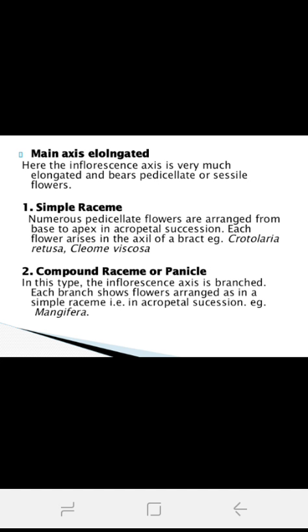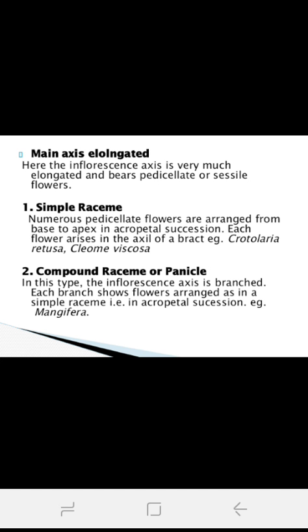So now the different types of racemose inflorescence. It is broadly divided into three categories: main axis elongated, main axis shortened and main axis flattened. Under each category there are again different types of inflorescence. So the first category is main axis elongated. In this, the first type is simple raceme.